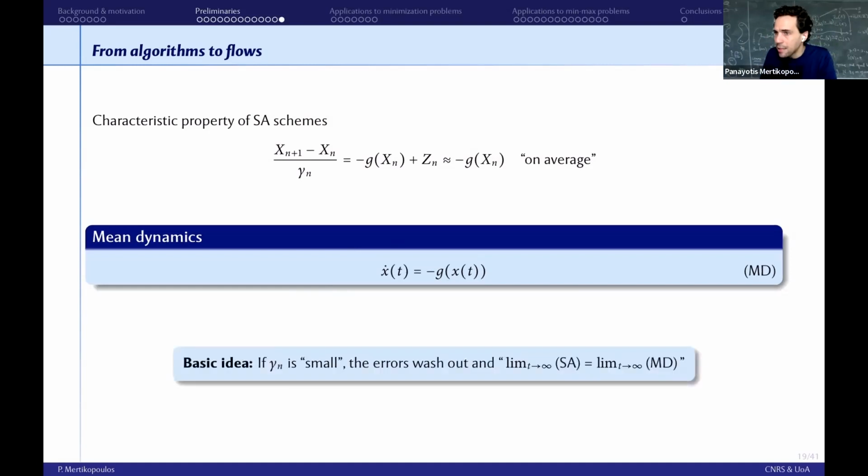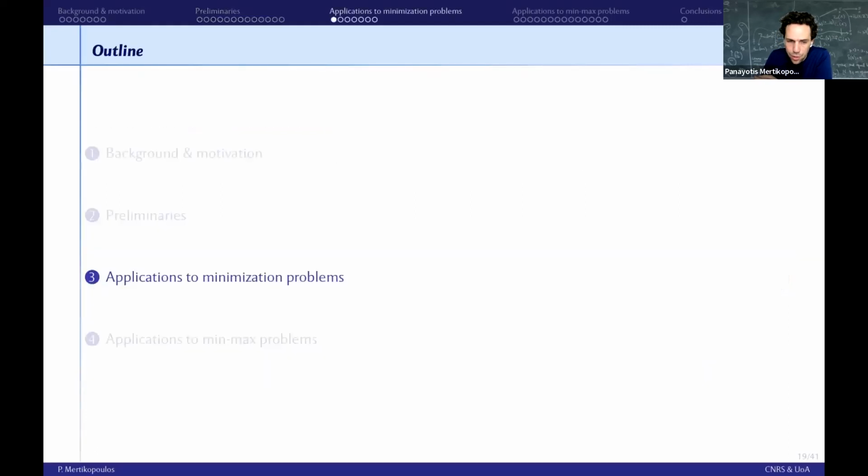And this is essentially the basic idea that we're trying to leverage: if the step size sequence is small enough, then the errors that we're performing in this stochastic approximation must somehow wash out, become negligible over time, and the limit of the discrete time process would, in some sense to be defined, coincide with the limit of the continuous time process. All right. So this is what I'm going to try to make a bit more precise in the rest of the talk.